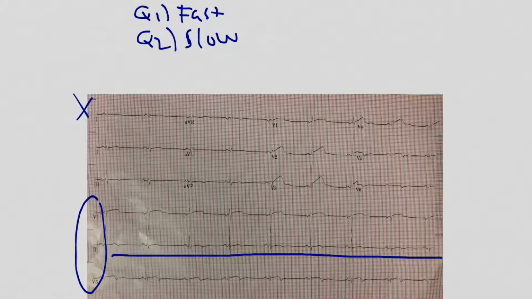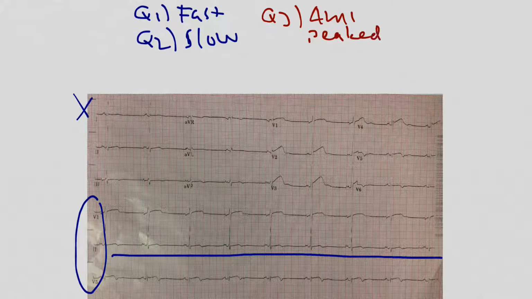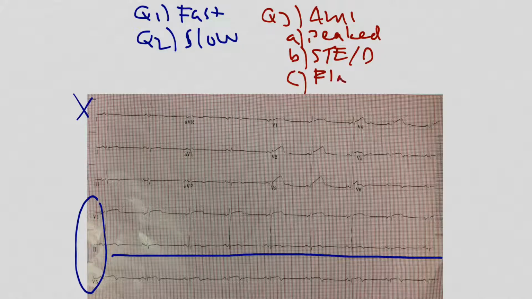And now we move on to the big question. Is this patient having an acute MI? For this, we're going to ask our same questions. Do we see any evidence of peaked T waves? Are there any ST elevations or depressions? Does the patient have any flattened or T wave inversions? And finally, do we see any Q waves?